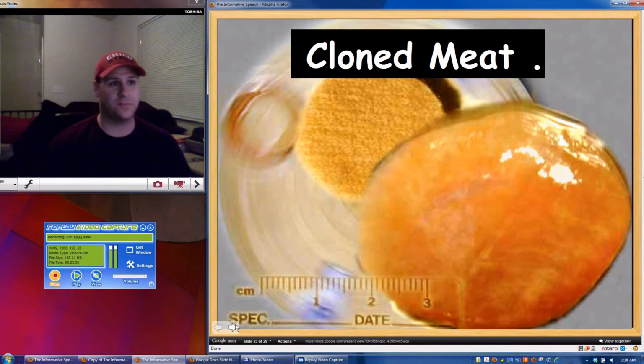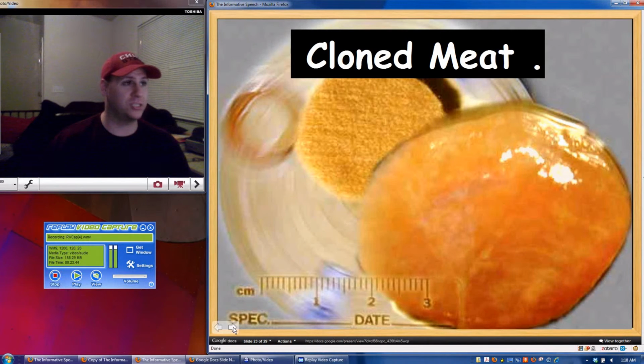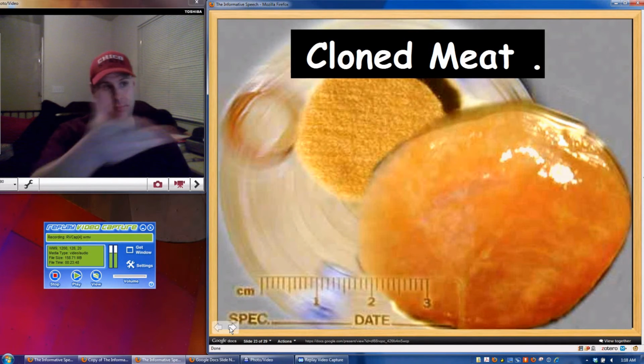As you can see, nice full screen image. If you want to bring in some text, that's fine. You can have it over the image or perhaps underneath the image if you feel that the text is necessary to describe what you're looking at. Or you can just show the image and be like, this is cloned meat.